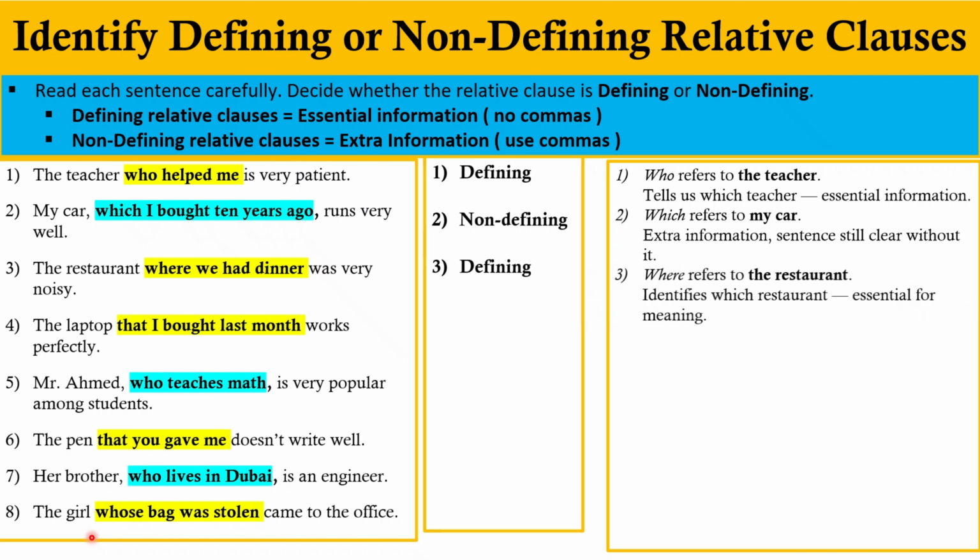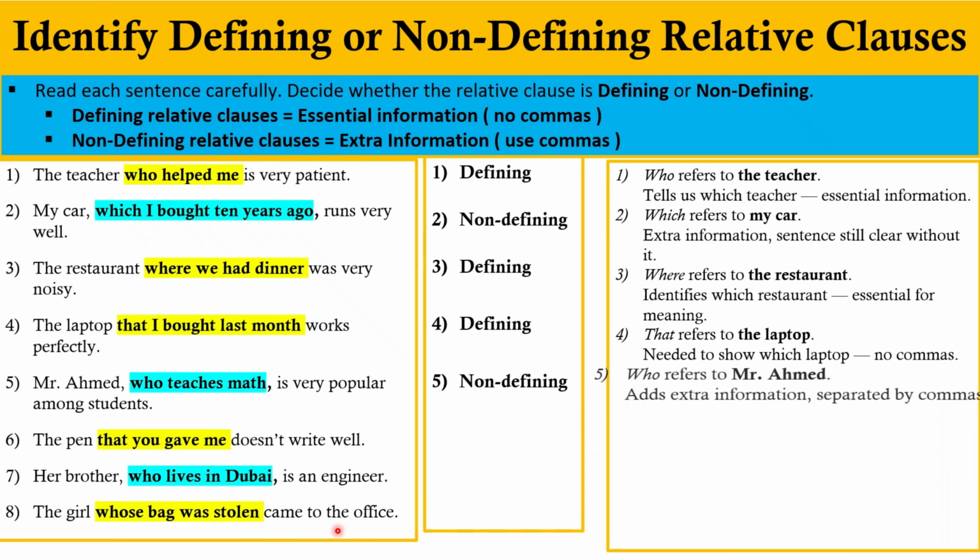The next sentence is defining. Where we had dinner identifies which restaurant. Where refers to the restaurant. The fourth one is defining. That I bought last month specifies which laptop. That refers to the laptop.